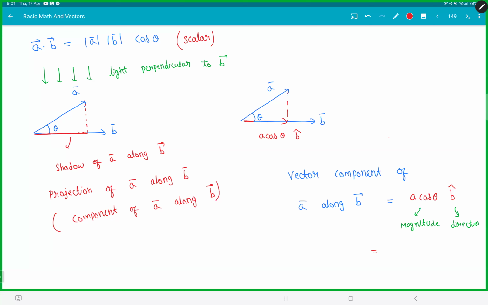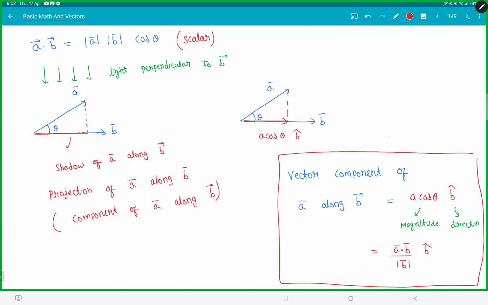So from this formula, this can also be written as a cos theta will be a bar dot b bar by mod b bar, into b cap. This is the vector component, everyone. In case you're wondering how I got that, a b cos theta is mod a mod b cos theta, so a cos theta is a bar dot b bar by mod b bar. We just shifted this thing here. You can put that down in the red box.